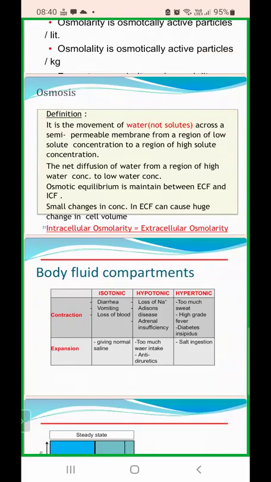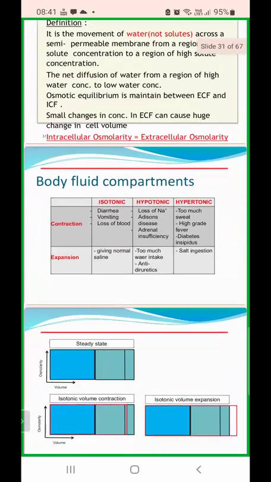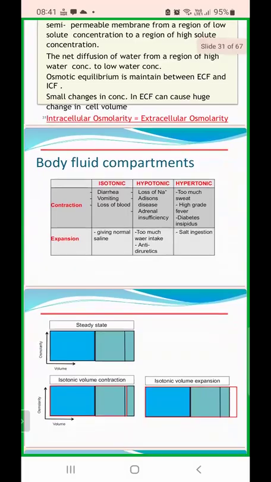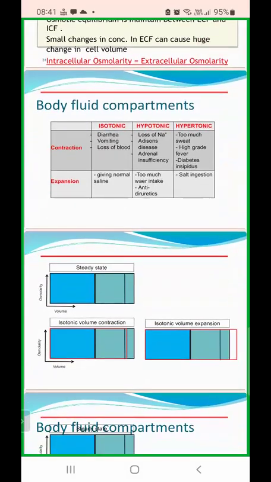Osmotic equilibrium is maintained between ECF and ICF. Small changes in concentration in ECF can cause a huge change in the cell volume. Okay, so intracellular osmolarity under normal conditions is equal to extracellular osmolarity. Now, body fluid compartments, as you know, when these body fluids contract, this is a very important concept which I'm going to tell you right now.